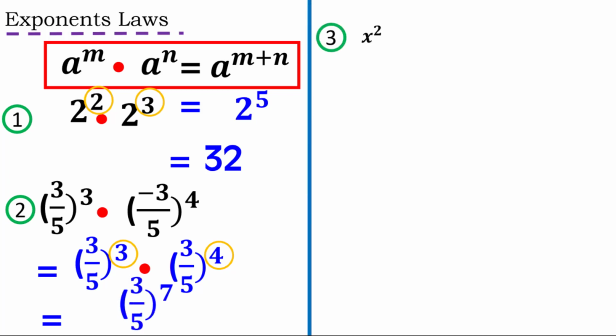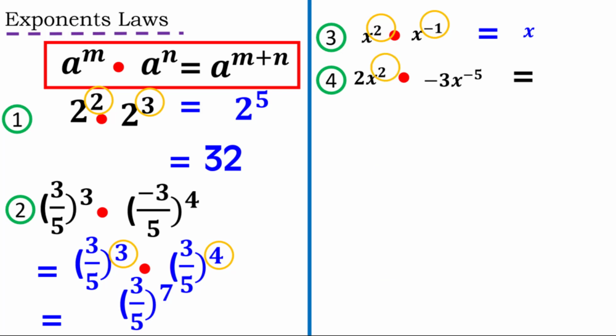But if we have x raised to the power 2 times x raised to the power negative 1, we write x and 2 plus negative 1, it will be 1. So the value will be x. If we have 2x squared times, we will apply the same rule, times negative 3 raised to the power negative 5. 2 times negative 3, it will be negative 6, and 2 plus negative 5, it will be negative 3. So the product will be negative 6 x raised to the power negative 3. We will move it down to be x raised to the power 3. So the value will be negative 6 over x cubed.